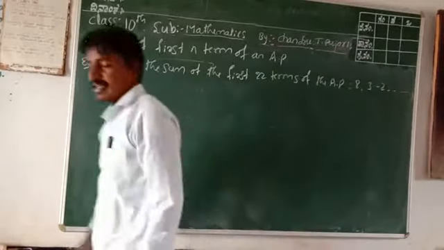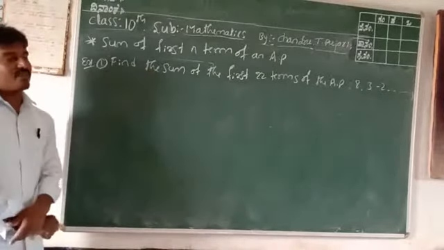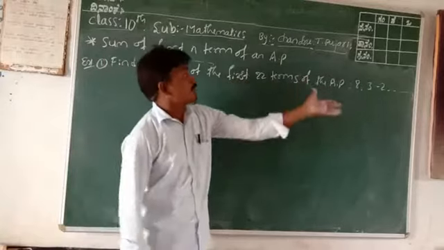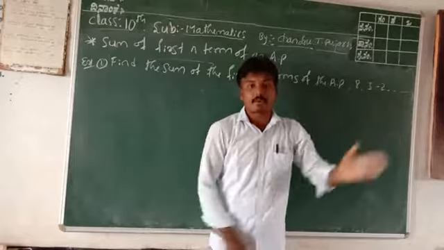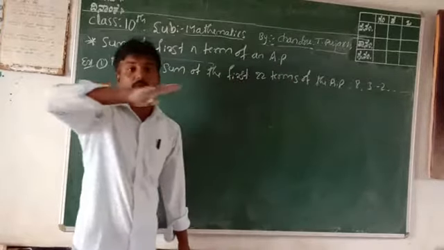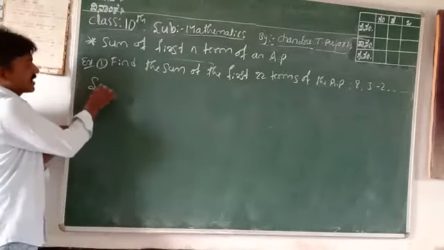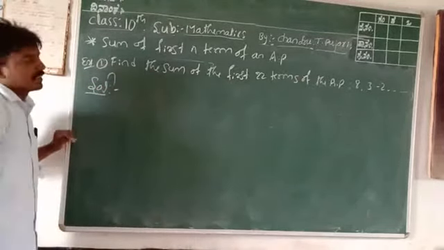Check yourself. Therefore, the question is: find the sum of the first 22 terms of the AP. The given AP has only 3 numbers here, but you can consider 22 numbers, the sum of all 22 numbers. Therefore, in your solution, the first step is to write the given.